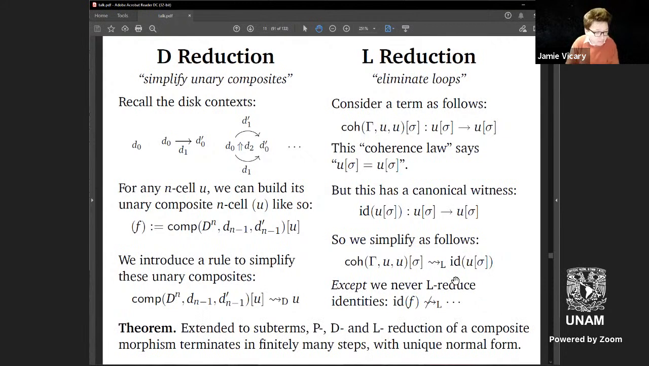So now, the main theorem of our paper is that if you have a composite morphism and you apply this simplification operation everywhere you can, so in all the arguments, so if you've got some functor, in every argument of the functor, everywhere you can see inside your composite, so you can do P reduction, D reduction, L reduction, wherever you want, then we prove that this simplification process will finish after finitely many steps, and the normal form that you get out is unique. So there could have been different choices. You could have chosen to do some L reduction first and then some D reduction, or maybe some P reduction first and then some D reduction. We prove that whatever you choose, you get the same simplified term at the end.